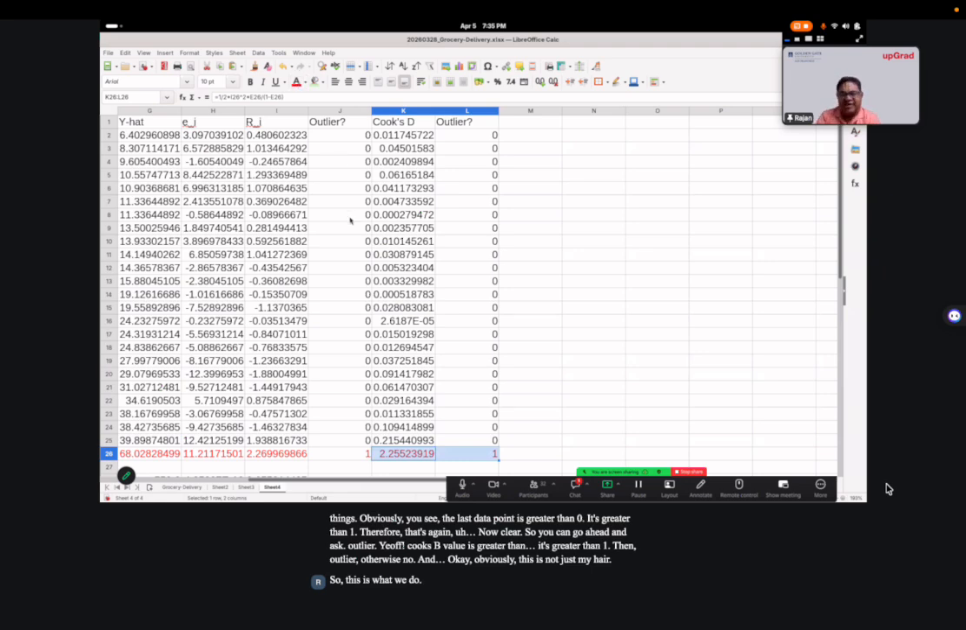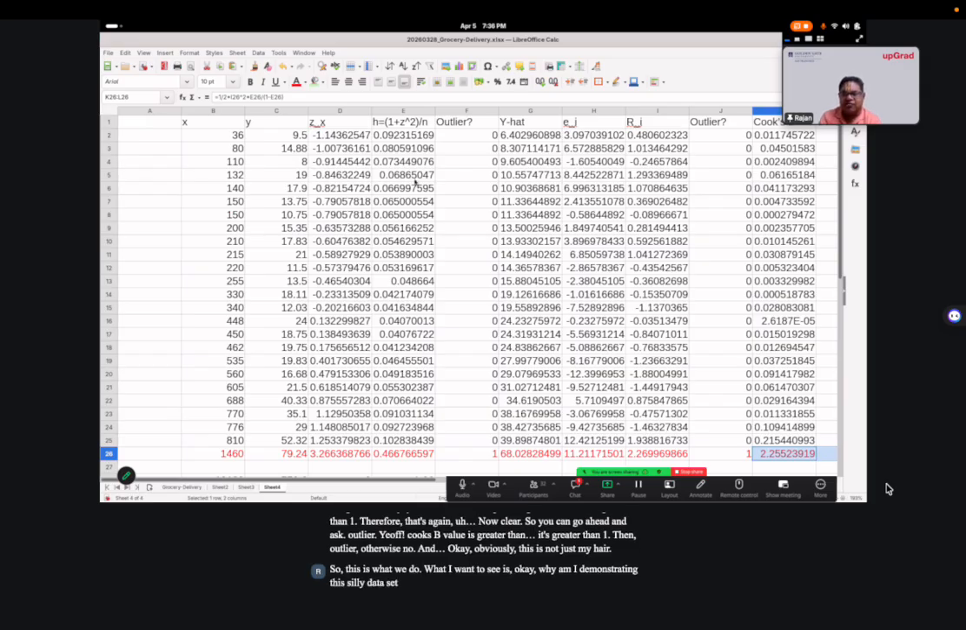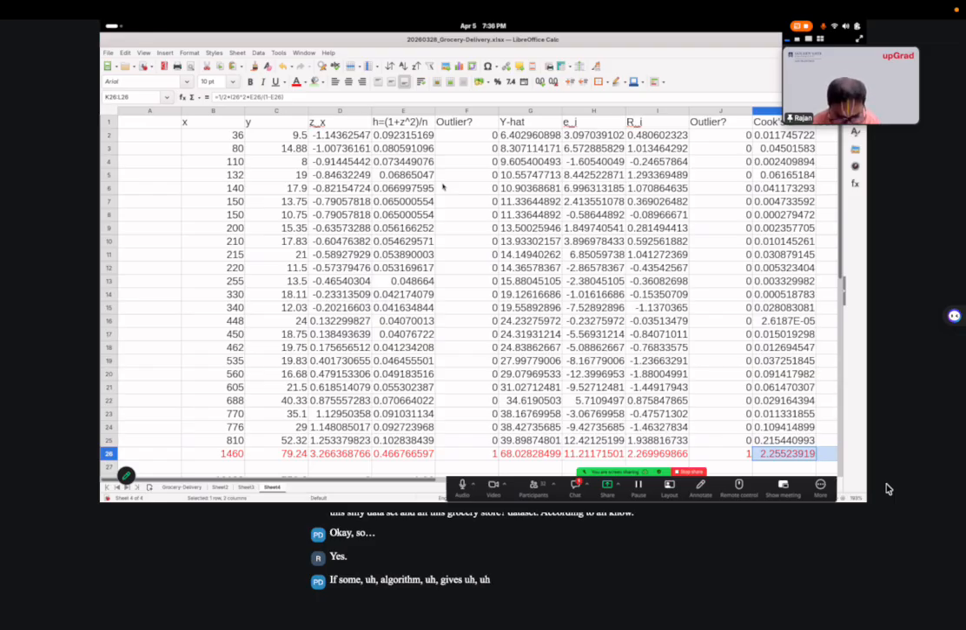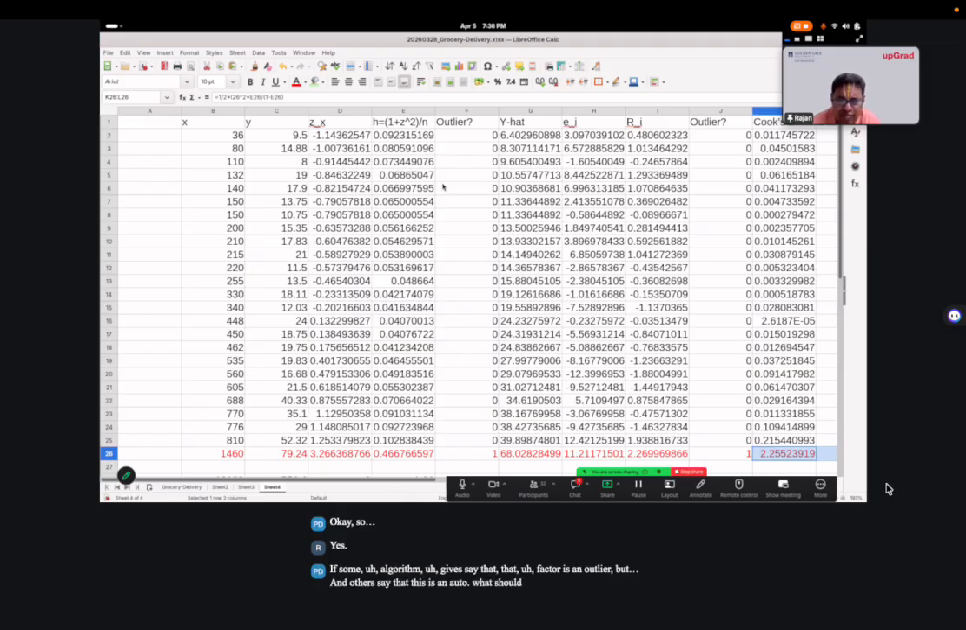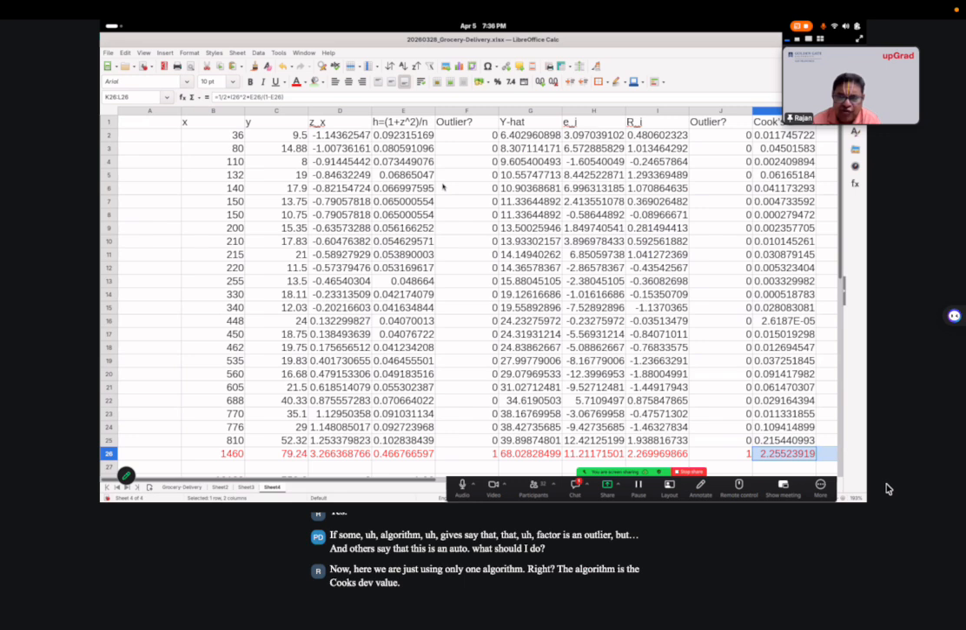What I want to say is, why am I demonstrating this silly data set, this grocery store data set? If some algorithm says that a factor is an outlier, but another says that this is not, what should I do? No, here we are using only one algorithm, right? The algorithm is the Cook's D value. That's all we are using.